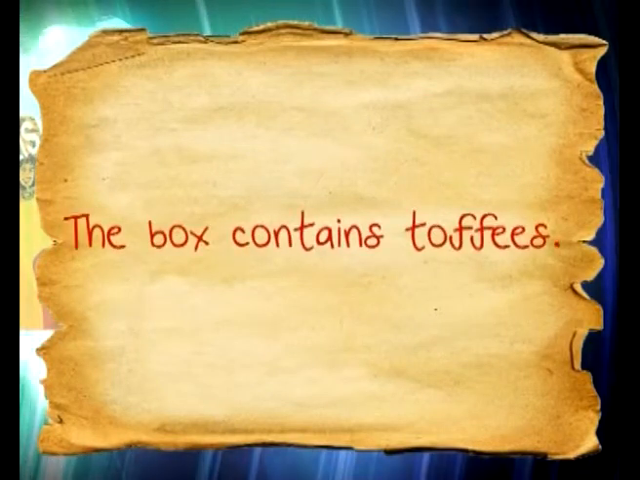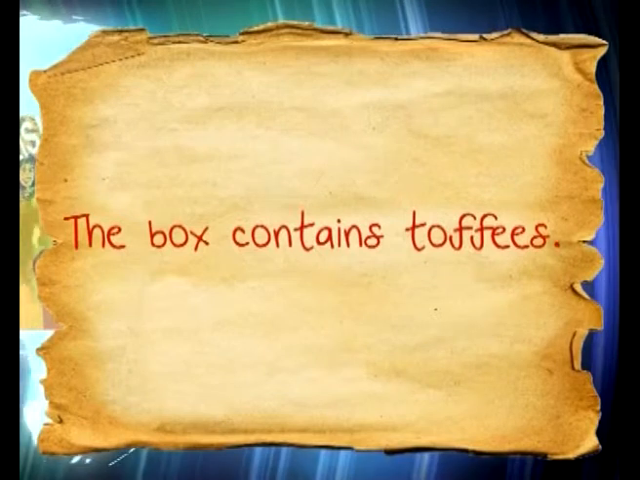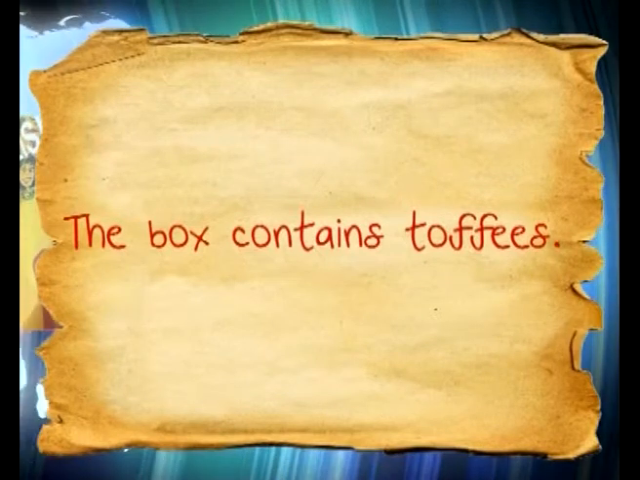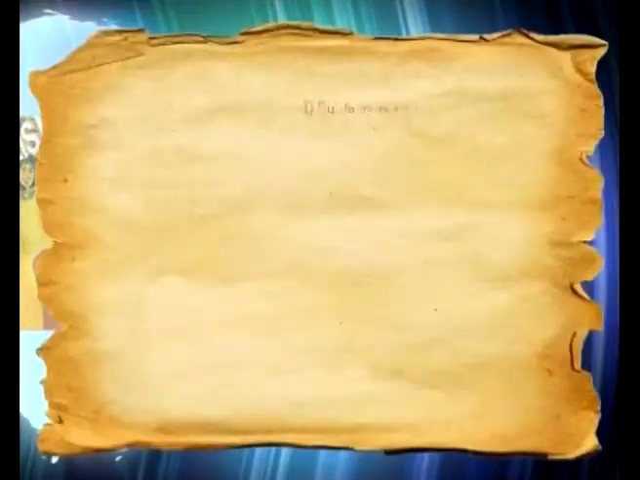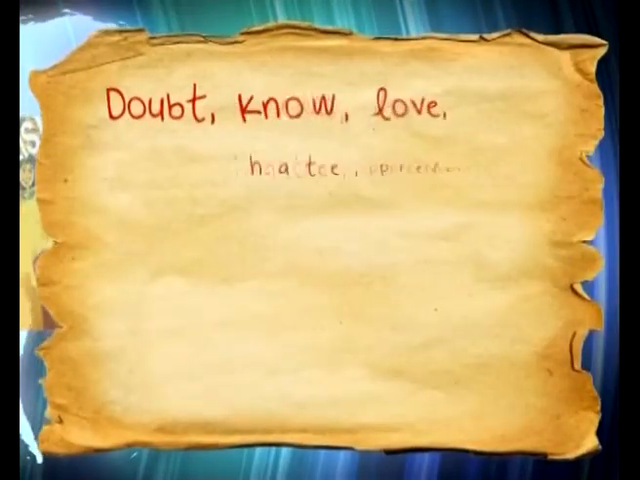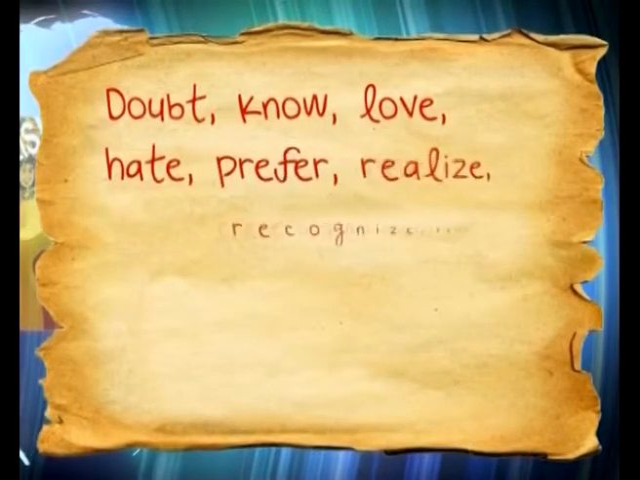You cannot say the box is containing toffees. Here it must be box contains toffees because contains can't be used in the ing form. Similarly, you've got a number of verbs which can't be used in ing. I can give you some of them. Doubt. I doubt he will come today. I cannot say I'm doubting.